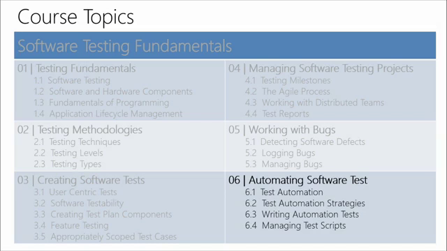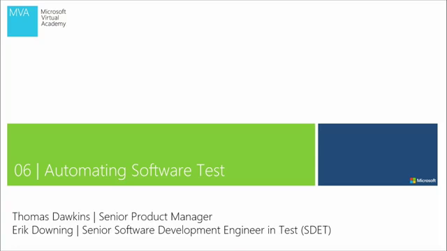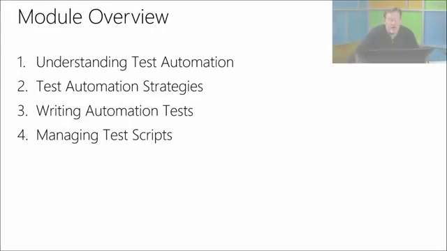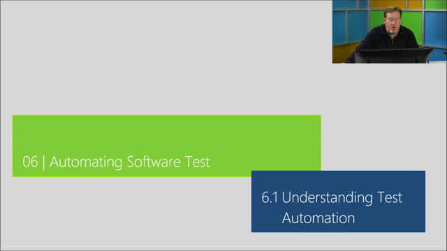So let's talk about the course topics here. This is Module 6 of 6. This is our last module. We'll begin to focus on automating software tests in this module. We'll first start out with test automation, then go into test automation strategies, then move to writing automation tests, and then managing test scripts. So let's get started with understanding test automation, 6.1.